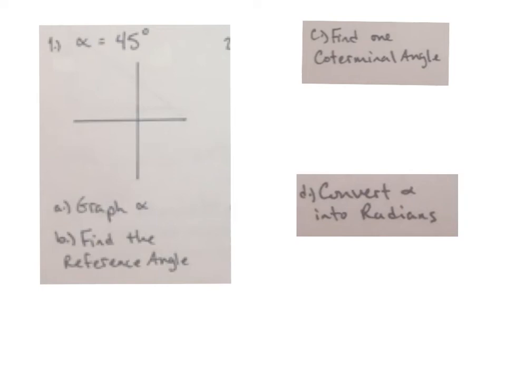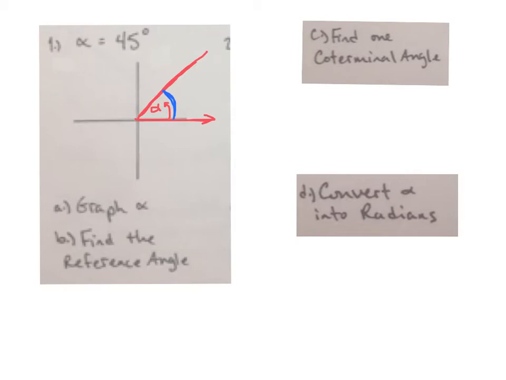If we're given that alpha is equal to 45 degrees and we want to graph alpha, it's assumed that we're graphing in standard position, which means the initial side has to be the positive x-axis, and then the terminal side is going to be rotated 45 degrees. This is positive, which means it's going to be rotated up, and 45 degrees cuts the first quadrant in half. So there's alpha. The reference angle is going to be the angle that it makes with the nearest x-axis.